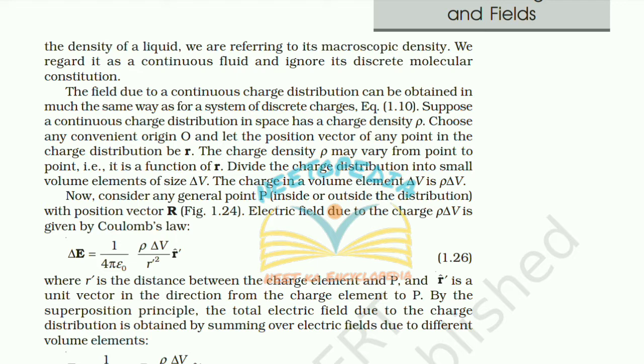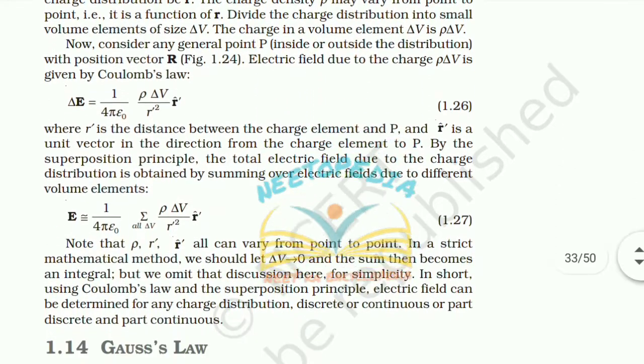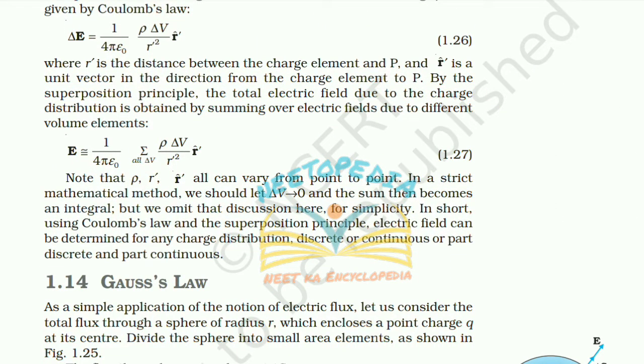Electric field due to the charge ρ delta V is given by Coulomb's law, delta E is equal to 1 upon 4 pi epsilon naught ρ delta V upon r dash square, where r dash is the distance between the charge element and P, and r cap is a unit vector in the direction from the charge element to P. By the superposition principle, the total electric field due to the charge distribution is obtained by summing over the electric fields due to different volume elements. E is almost equal to 1 upon 4 pi epsilon naught summation of ρ delta V upon r dash square r cap. Note that ρ, r dash and unit vector r cap all can vary from point to point.